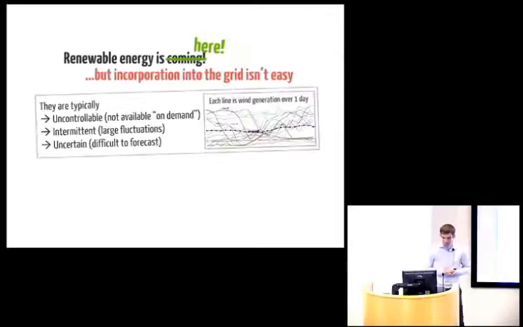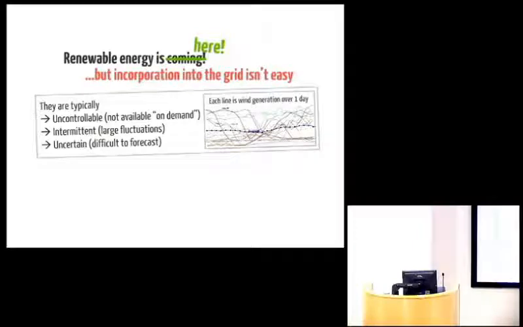So to make that a little bit more tangible, at this point, renewable energy isn't just coming, it's here. There's large penetration of renewables around the U.S., especially in California, where I'm from. But the challenge with it is it's not enough to install it. You have to be able to use it. And it's uncontrollable, intermittent, and uncertain, so you can't have it on demand. You can't have it when you want it. There are large fluctuations, which are difficult to predict, and it causes a huge system problem to integrate it. And so this is a tip.